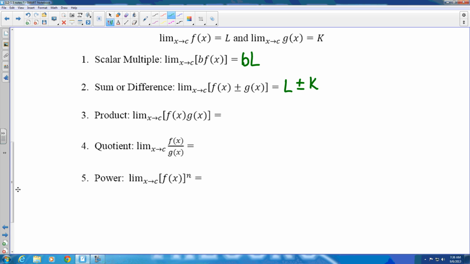Product, f times g, which is going to be L times k. Quotient then should follow L divided by k, but just keeping in mind that k cannot be equal to 0, since that would be undefined. And the last one, the power, f of x raised to the nth power. We would just have L raised to the nth power.